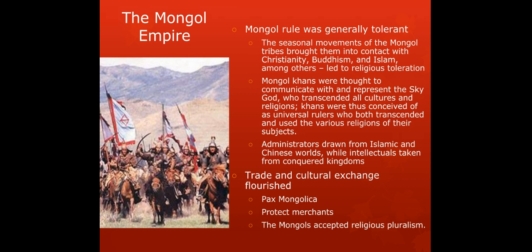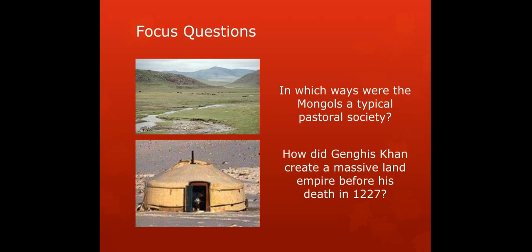But over time, the Mongols realized, hey, if we can protect them from other people, we can probably expand and begin taking over. And that is where we get Genghis Khan. So, some things to think about. In which ways were the Mongols a typical pastoral society, and how does it all change? How did Genghis Khan create a massive land empire before his death?